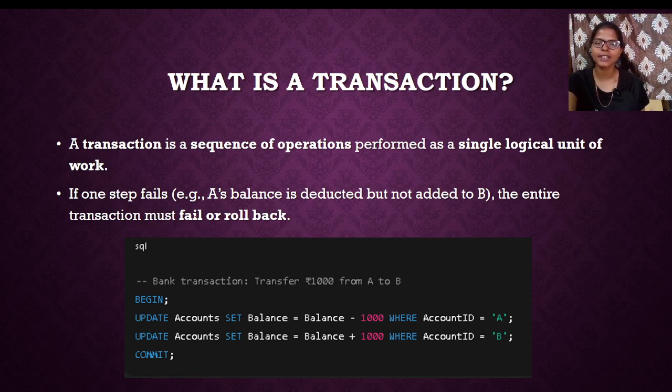A transaction is nothing but a sequence of operations that we perform on a single logical unit of work. If you take an example, you are sending some amount of money to your friend through PhonePe or Google Pay or anything. If you see a transaction successful message, it means your amount is debited from your account and credited to your friend's account.